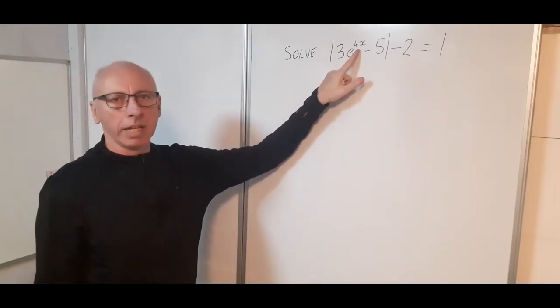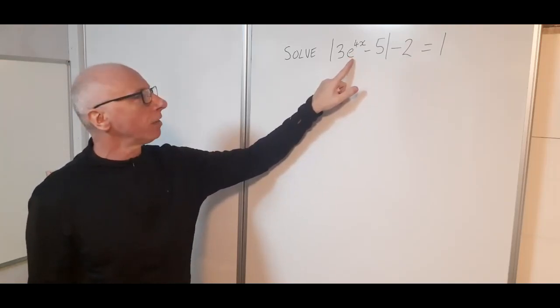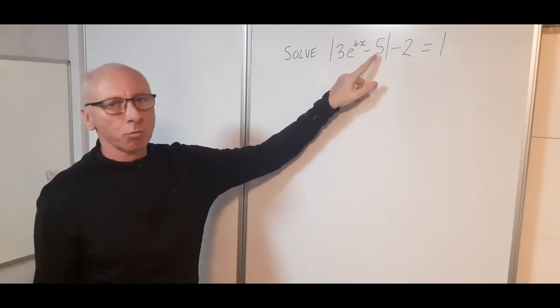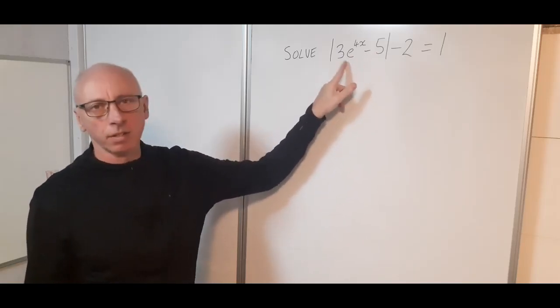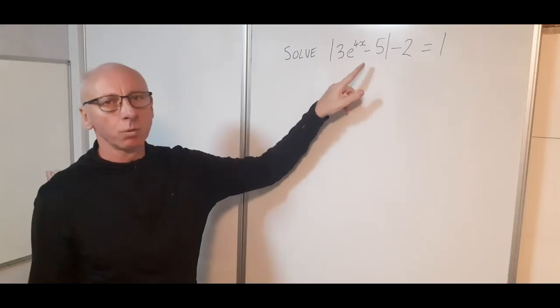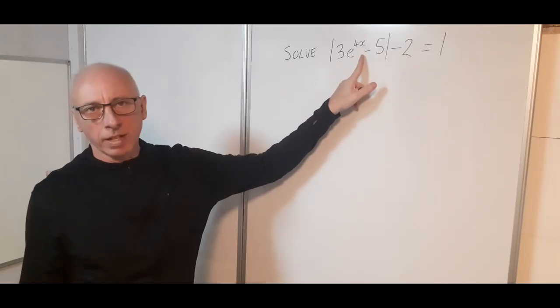So e to whatever power will always be greater than 0. So here that will always be a positive. But here we've got to subtract 5, so we can get negative versions inside this modulus. So when solving this, we need to do 2 cases. When this is positive and when this is negative.